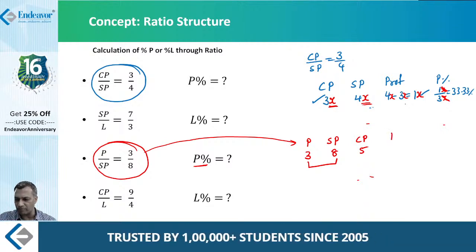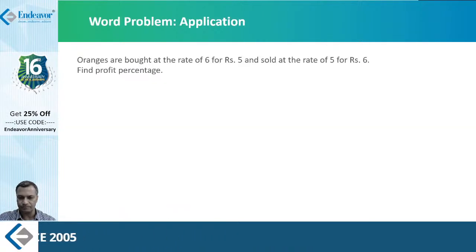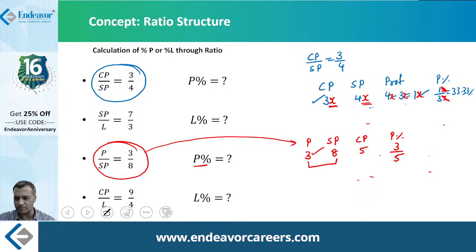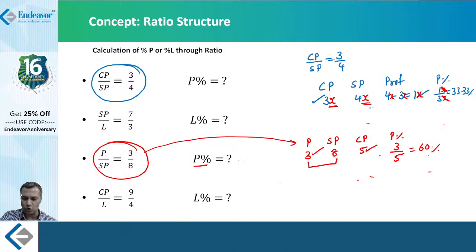So therefore, what is the profit percentage? Profit percentage is profit divided by cost price. What is the profit, my friends? 3 rupees. Right? What is the cost price here? 5 rupees. 3 rupees is the profit. Cost price is 5 rupees. 3 by 5, which is nothing but 60%. From fraction to percentage, I'm sure we all know how to calculate that, which is nothing but 60%.